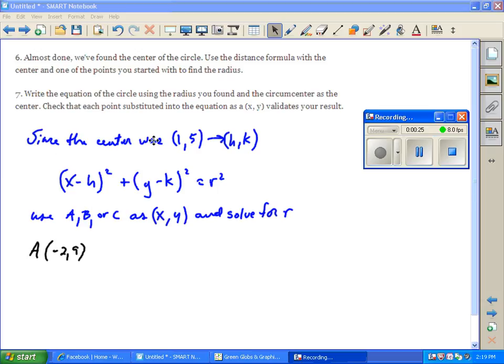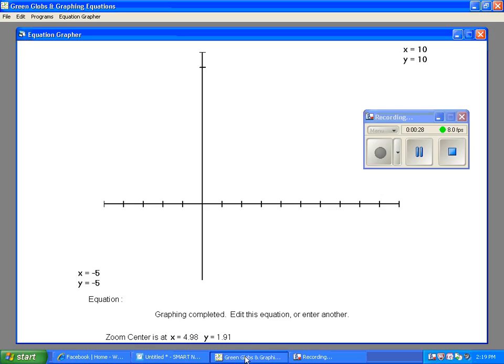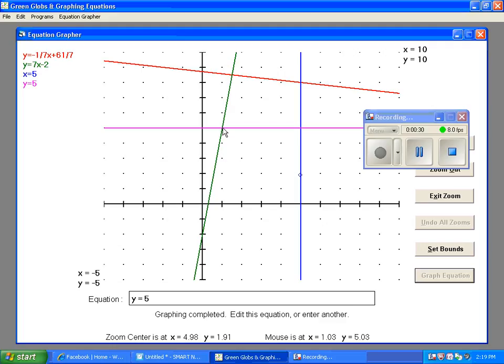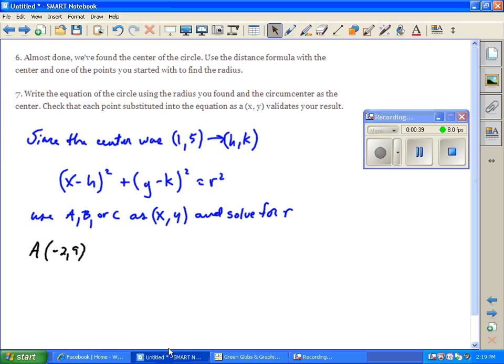So since the center was 1, 5, and I'm just getting that off my graph. I didn't do that algebraically, but I know my graphs are accurate. So 1 comma 5. Since that's my center, you'll have a different center, of course. That's h comma k. That's what goes in here as h and k. And now I'm going to pick A, B, or C as x, y to plug in here. I can't use the center as my x and y because x and y is a point on the edge, while h and k is the center point.